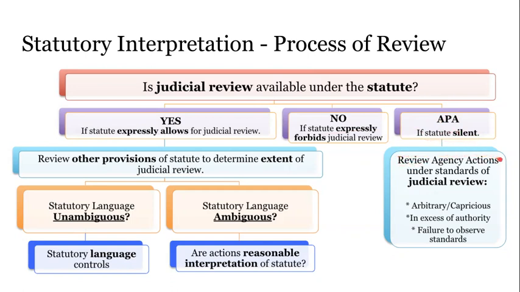And so the Administrative Procedures Act, in a nutshell, sorry, there's a lot more detail, but in a nutshell, provides for review of agency actions under standards of judicial review. And the standards of judicial review under the Administrative Procedures Act, based on a number of criteria, are either arbitrary and capricious, in excess of authority, or failure to observe standards. Those are three ways in which the courts will analyze the actions of government, either acting or failing to act to enforce, or there's a whole process that's involved.